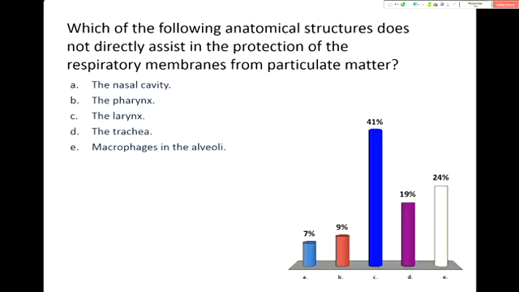Okay, most of you thought the answer was C, but it was less than half of you. Some of you thought the macrophages in the alveoli, basically 1 out of 4 of you thought that, and about 1 in 5 thought the trachea didn't play a role.